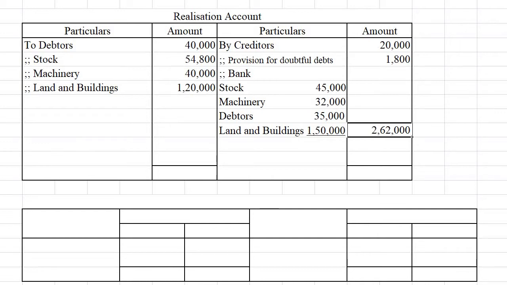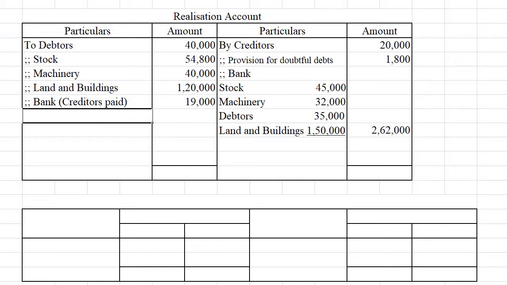Now assets are realized. Now we can write the entry for payment of creditors. So creditors are there on the credit side. Now we have to pay it off. So on the debit side we have to write by bank. For understanding purposes you can write in brackets creditors paid. How much? Yes, 19,000 rupees. Okay, 5% less.